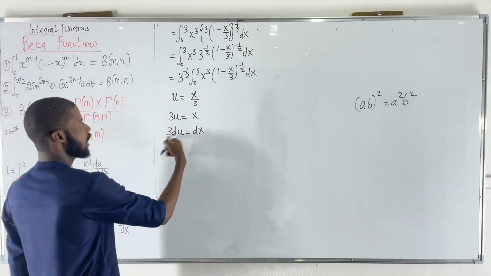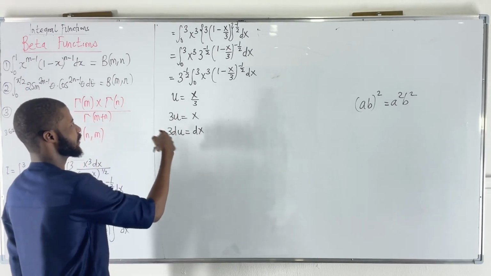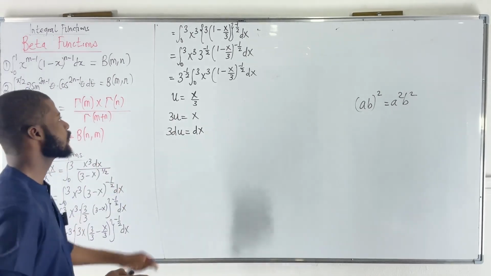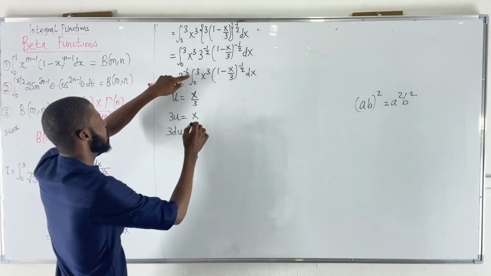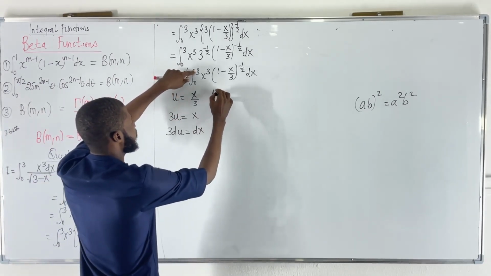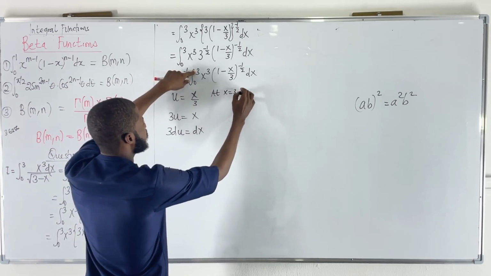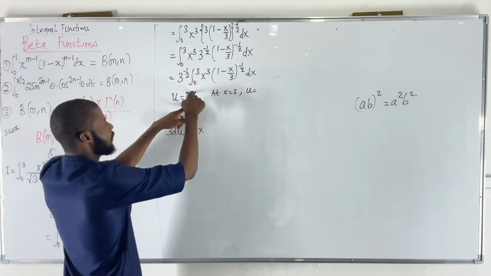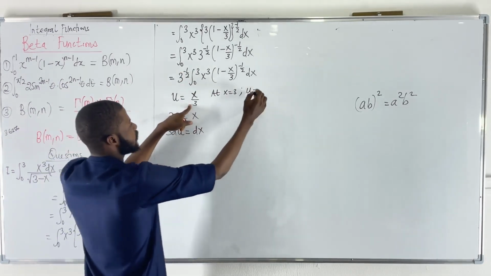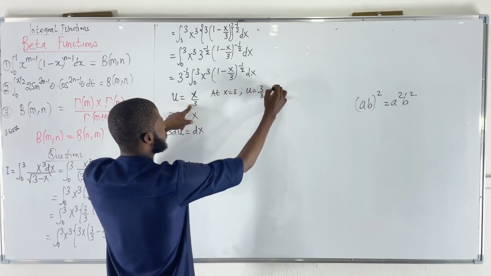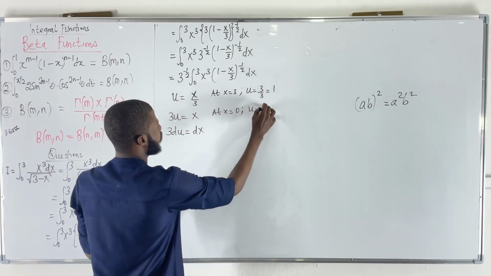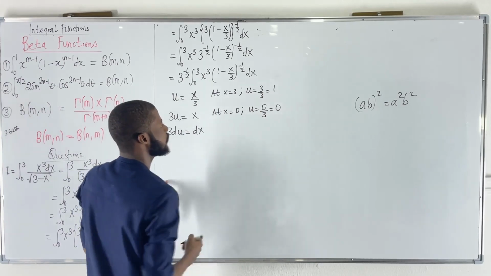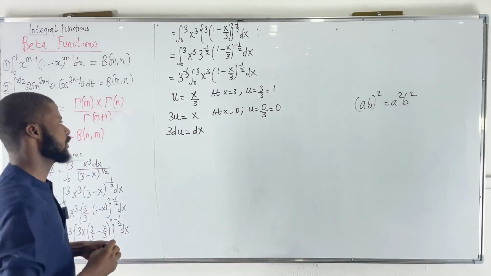Okay, and life is actually easy. This is all I just need. Apart from one thing, my limit is going to change because u is equal to x over 3. So when x is equal to 3, what will my u become? I know that I'm always going to be dividing my x by 3. So that will be 3 over 3, which is 1. Then at x equal to 0, u then becomes 0 over 3. So that's 0. So my limits will change.